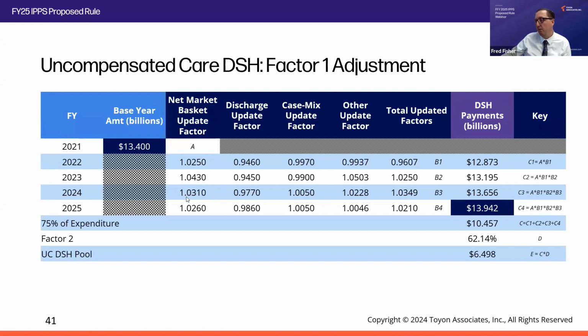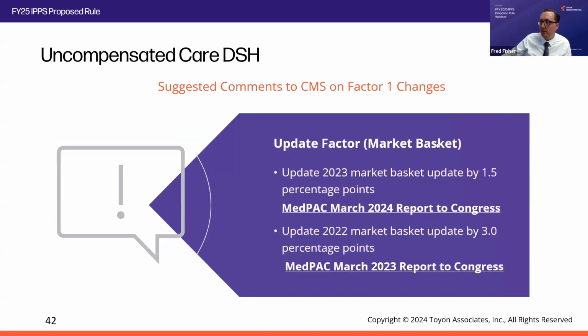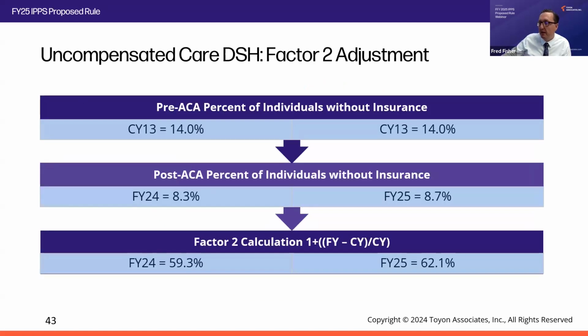If you got CMS to say, okay, we've historically understated the market basket, and you got them to agree to fix it in the UC DISH pool, you could drive in another $500 million of an increase. That's what we're coming at with our comments: update the DISH pool by this market basket adjustment, and don't forget that the prior years are understated too. Those are our suggested comments on bringing more dollars into the UC DISH pool, because there's plenty more the government could pay for. Right now, it's only 19% of those costs, and it'd be nice if they picked up a bigger part of the tab.